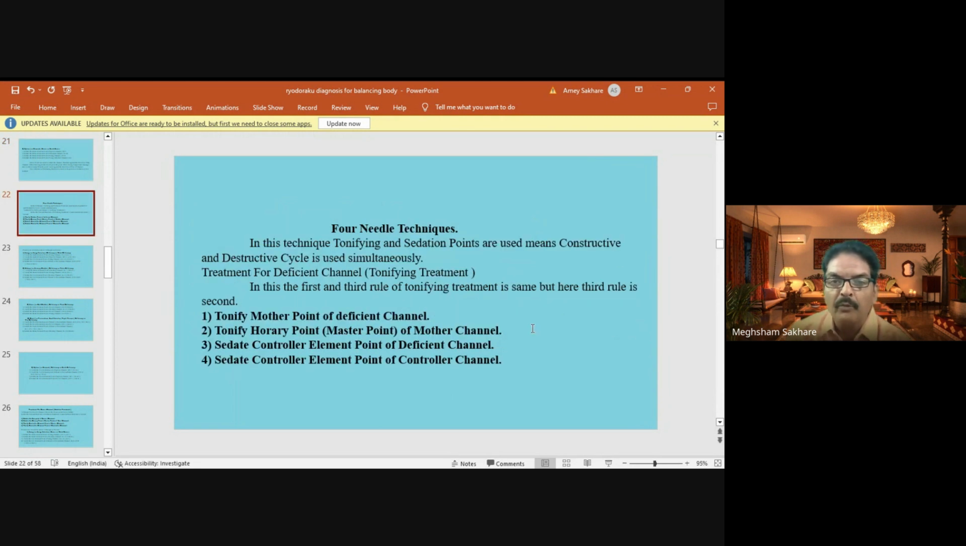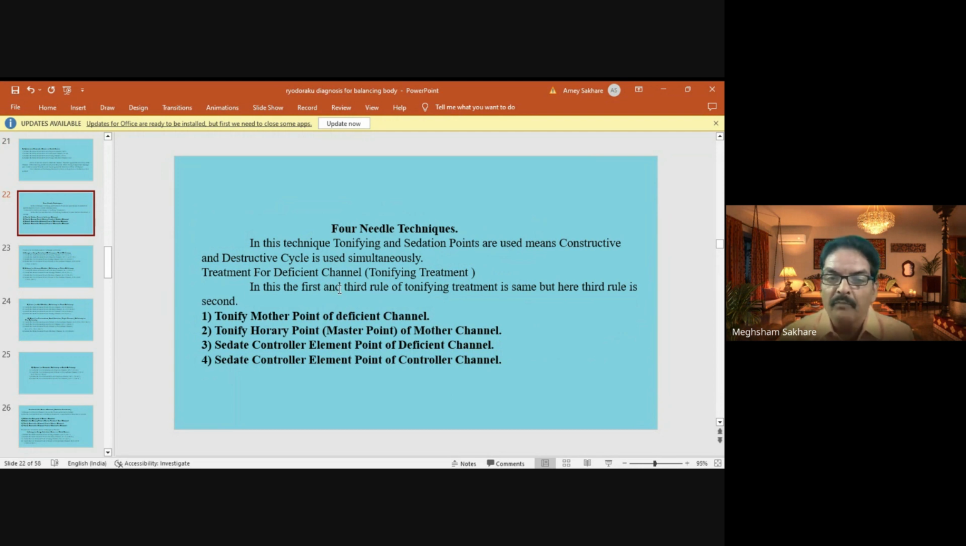Okay, now the 4-needle technique. It is used here in our Ryodoraku diagnostic device or Ryodoraku imaging system. In this technique, tonifying and sedation points are used. Means constructive and destructive cycle is used simultaneously. Treatment for the deficient channel, now we can say, means tonifying treatment.